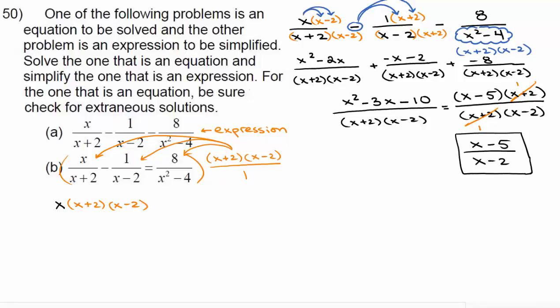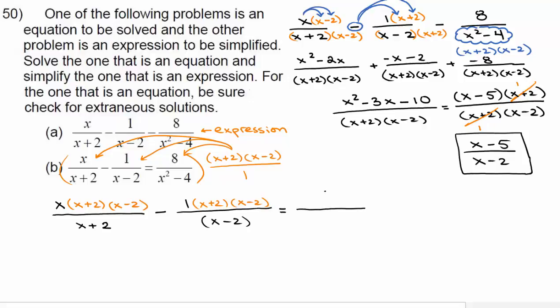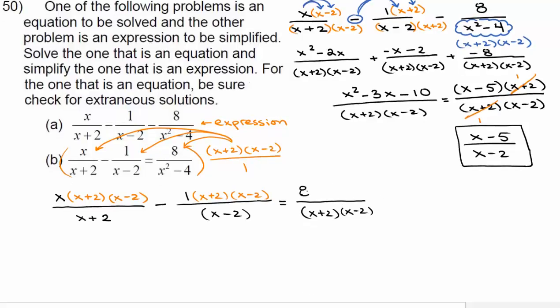So this is going to be x times that LCD all over that x plus 2, minus 1 times the LCD all over that denominator of x minus 2, equals 8 over the factors of that x squared minus 4. Let me make some more space there. It's going to be 8 times that LCD right there. Now we're ready to go through and cancel out any common factors that we may have here. Remember, our goal was to get rid of those denominators so we end up with no fractions.